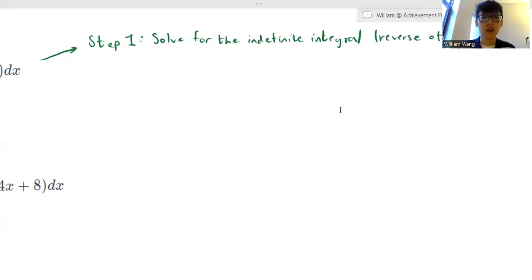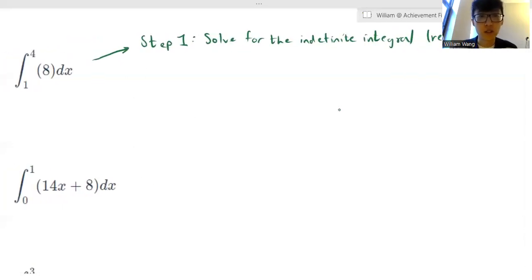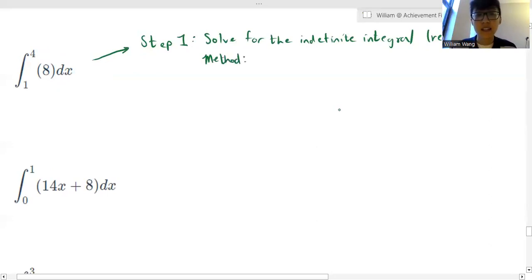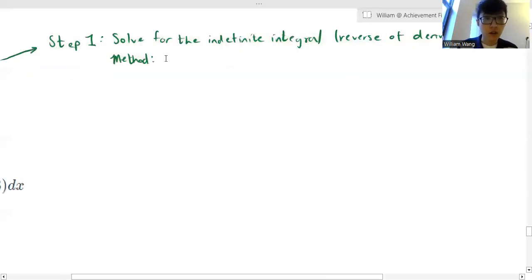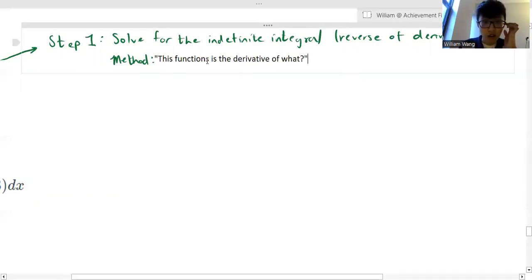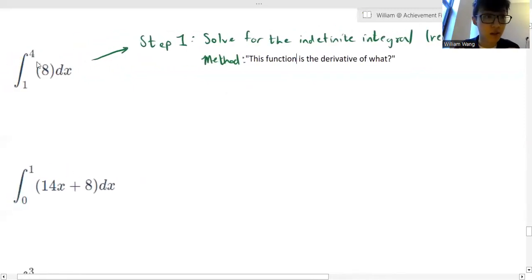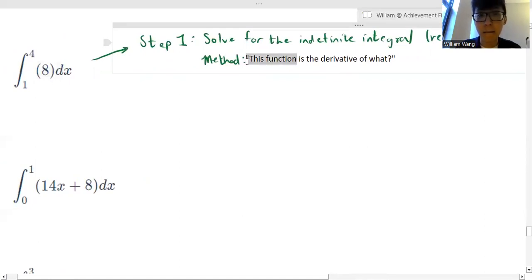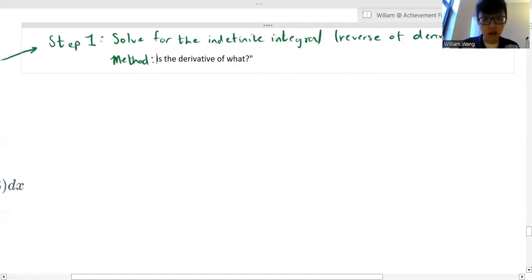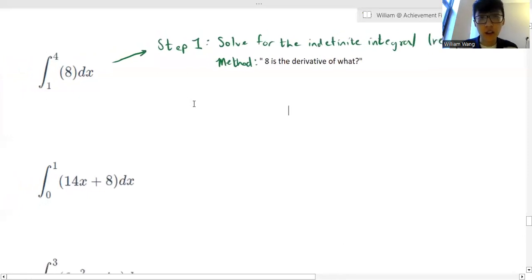Right? Easy enough. And the question I ask myself, I'm going to say method for this specific problem, is I think about the question, this function is the derivative of what? And in this case, what I mean by this function is the function right here, 8. So my method is going to be: 8 is the derivative of what?